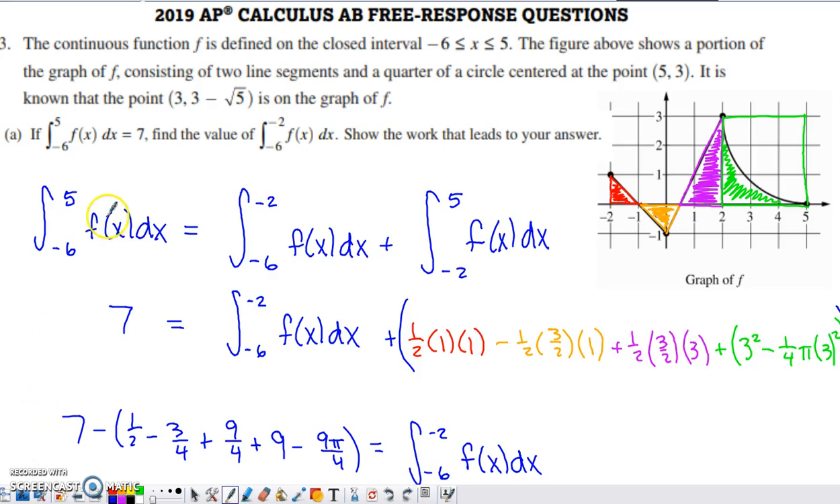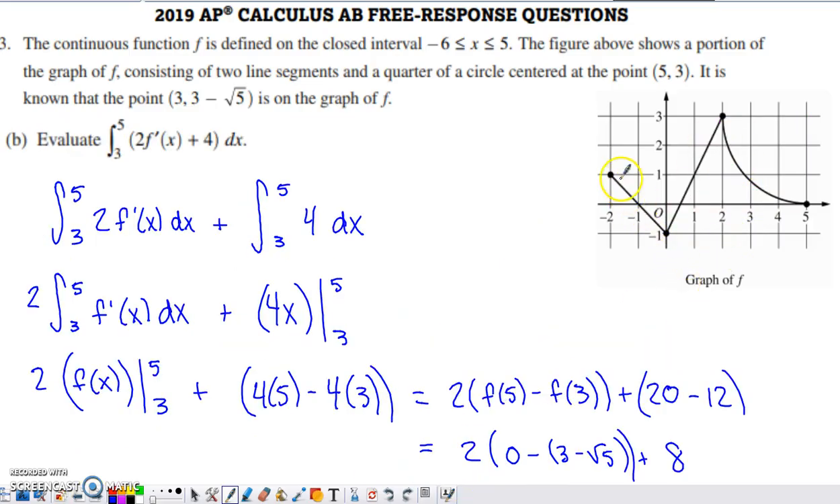So here's problem number 3. It's from the 2019 AP Calc AB and BC free response sets. It's a question that gives you this graph to work with. Now, I'm going to click ahead, as I mentioned a little bit about the graph.